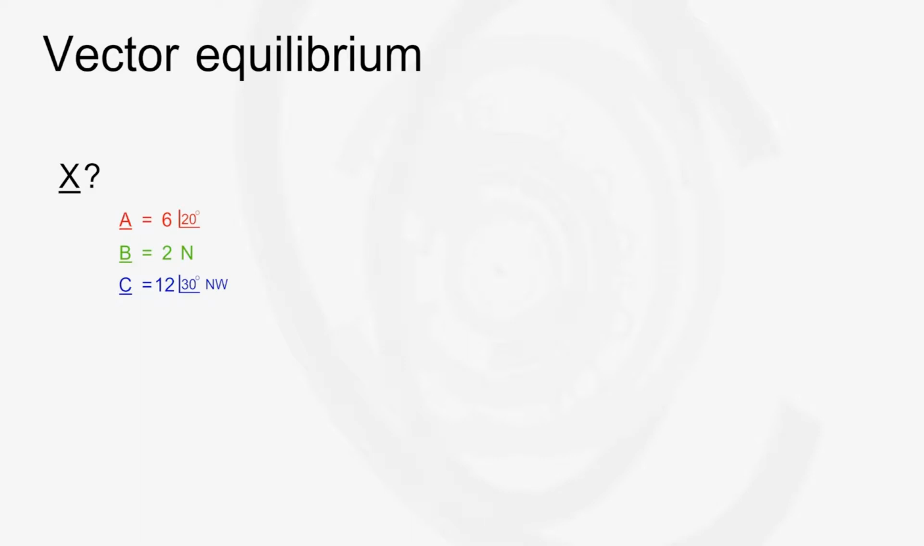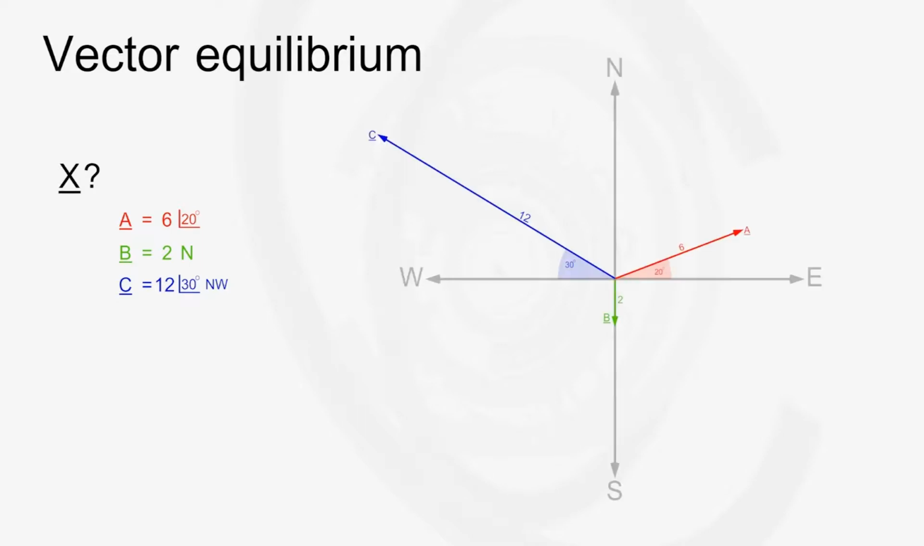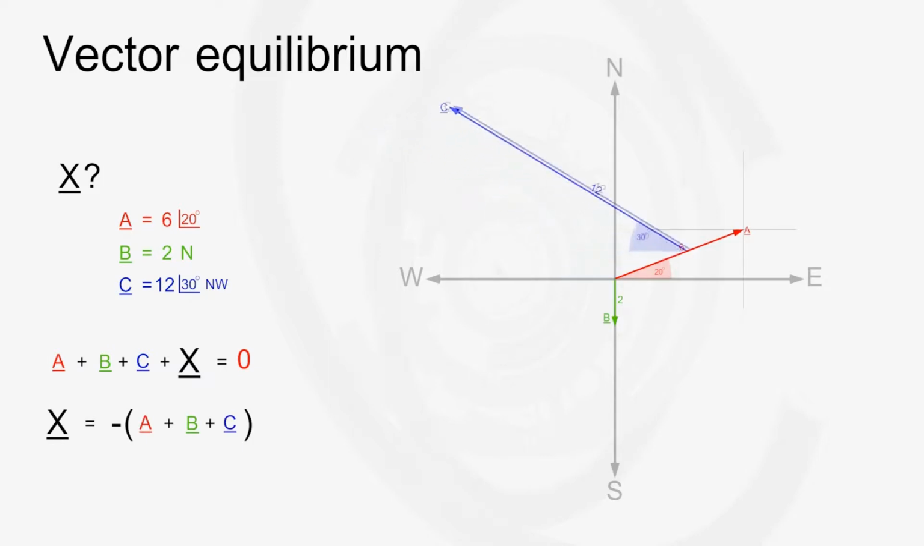Let's now find the fourth vector x that will create the equilibrium state for the three given vectors. Let's first represent the three vectors on the coordinate plane. We then add the fourth vector x to them, so that the resultant will be 0. Doing the math, we can see that x is equivalent to the opposite of the vector sum of the three vectors.